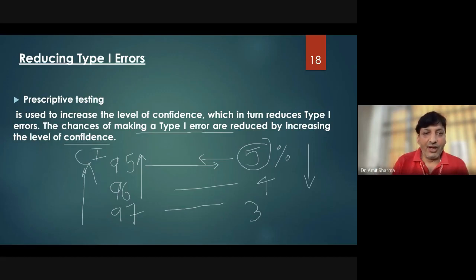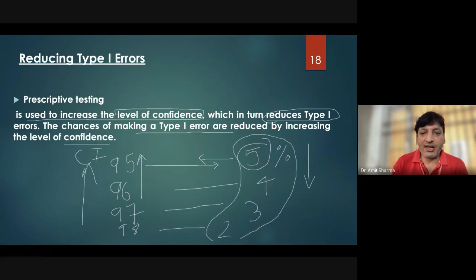So we have to increase the level of confidence, or the confidence interval of the study, to reduce the type 1 error. If it is, for example, 98, then it will become 2. Like this it goes, because type 1 error is equivalent to alpha, and these are our alpha levels. And type 1 error is always equivalent to this.